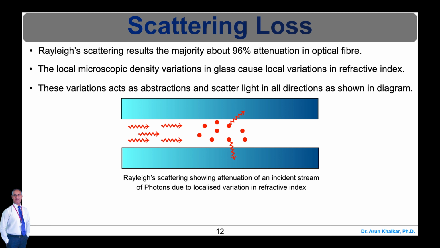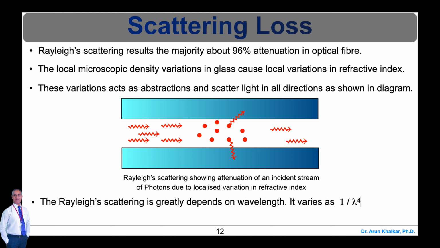Rayleigh scattering greatly depends on wavelength. It varies as 1 by lambda raised to 4 and becomes important at lower wavelengths. Thus, Rayleigh scattering sets a lower limit on the wavelengths that can be transmitted by glass fiber at 0.8 micrometer, below which the scattering loss is very high.